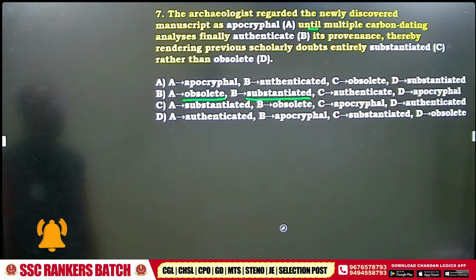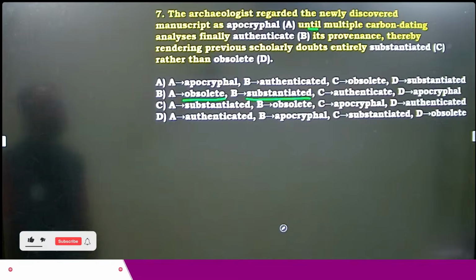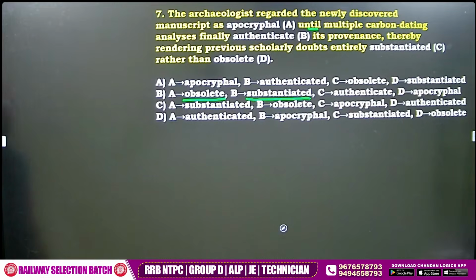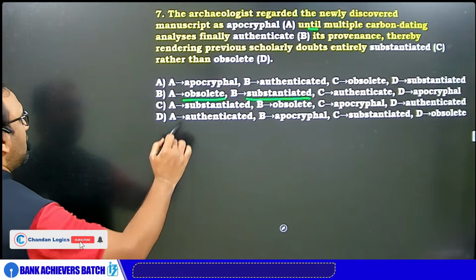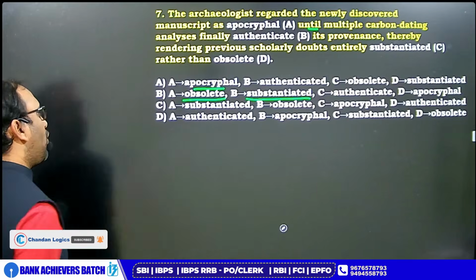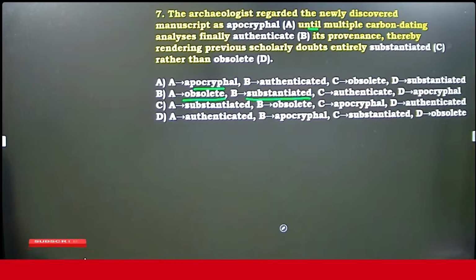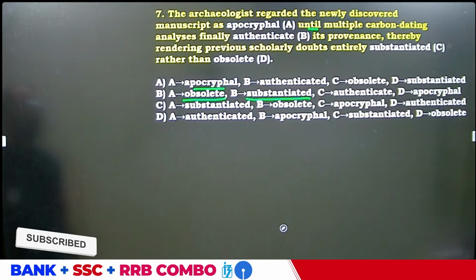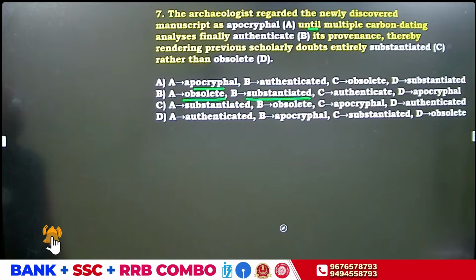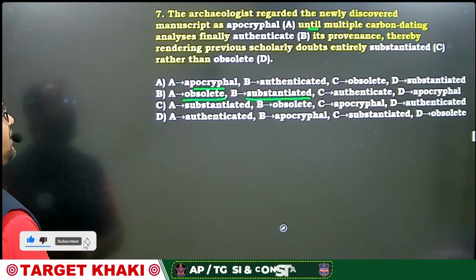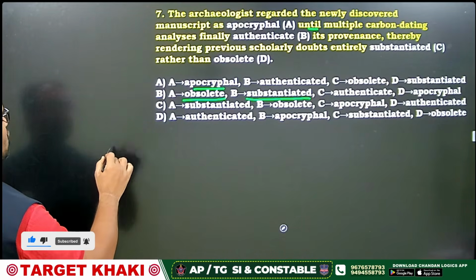Now here what happens is, the archaeologists regarded the newly discovered manuscript as apocryphal. You know what is the meaning of apocryphal? Apocryphal is also outdated, old. The newly discovered manuscript as bad. So A should be bad and B should be positive. This goes in this order.